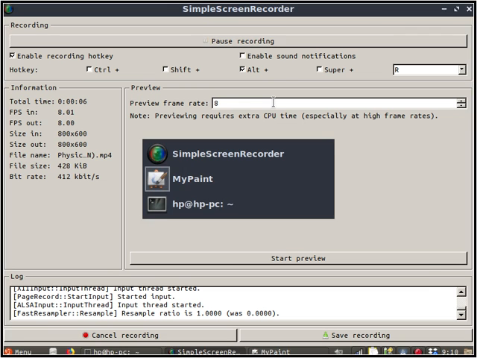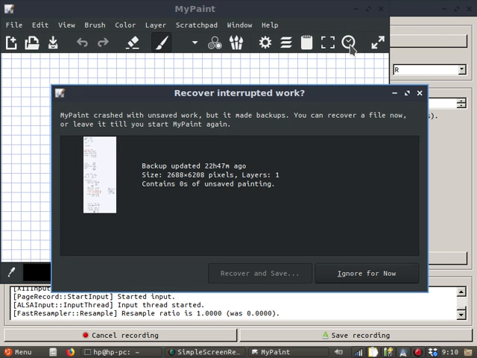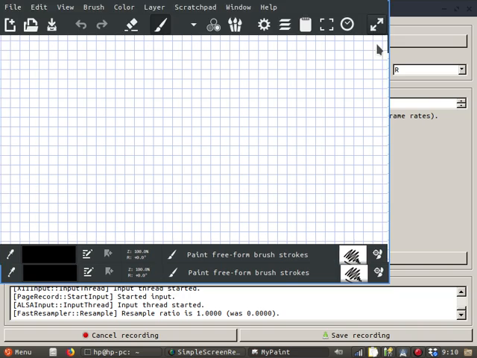TV on or off? Off. And let's turn it on.